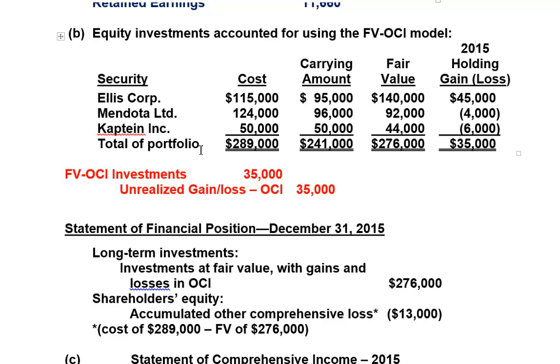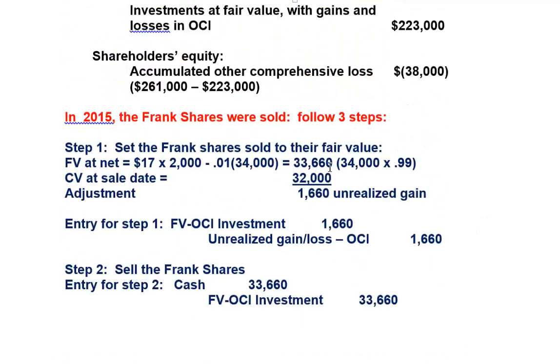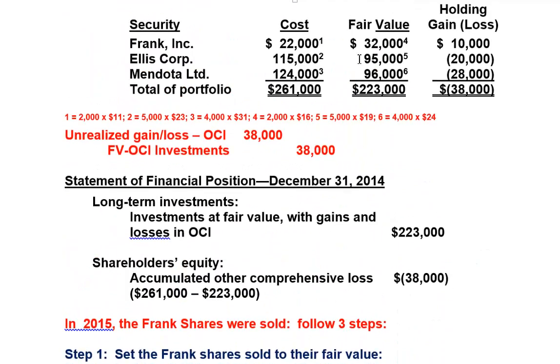Now what we need to do is go in and revalue the portfolio. Notice here that we no longer have any of the Frank shares. We've got the original Ellis shares that we started with and the Mendota shares. And what we did is we took their cost. Their carrying amount here is based on the carrying amount that we calculated at the end of the previous year. And if we go back up here, we're going to see it's 95,000 and 96,000 respectively.